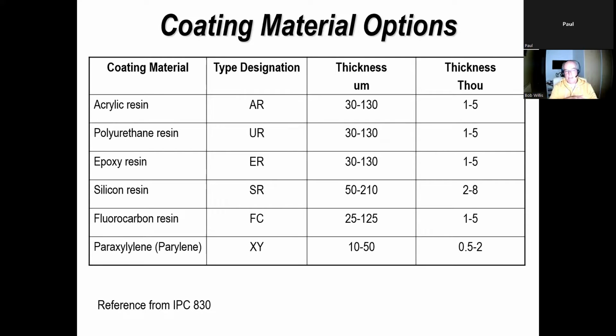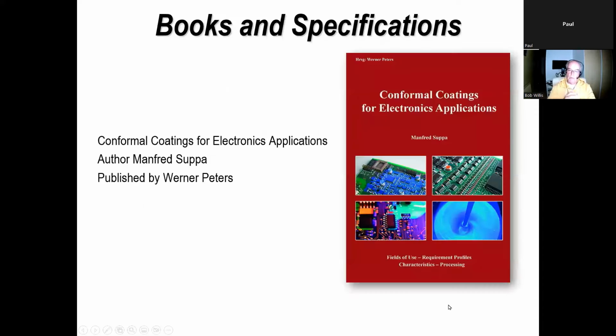I've listed here some of the most popular coating types, their general type designation, i.e. the terminology which is used to define them within the IPC standard, and a guide or an indication of the material's general thickness that you will see. This is not a specification you have to meet in terms of having certain thicknesses. It's the capability of the materials to provide this type of reliability based on these thicknesses. You have to make that call on what you need for your particular product.